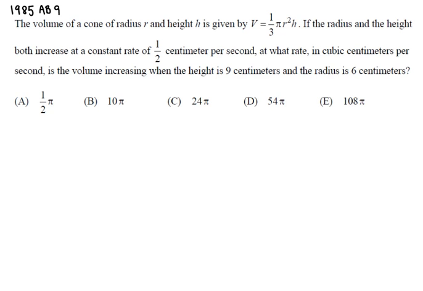In this next video, we'll continue multiple choice related rates AP questions with 1985 AB9. The volume of a cone of radius r and height h is given by V equals 1/3 pi r squared h. And so we have a cone here, and we know that the radius and height are both increasing at a constant rate of a half a centimeter per second. And that means that dr/dt equals dh/dt is equal to 1/2.